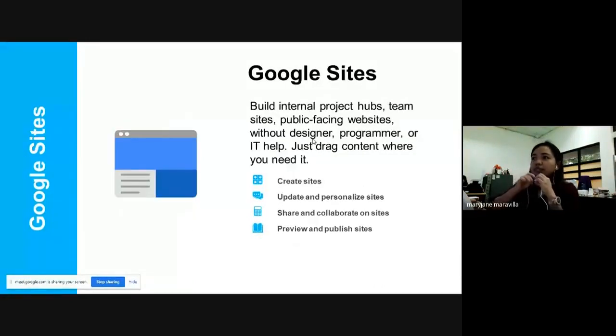Next, we have the Google site. Basically, you have a website. It is like the website of the Google, and this is for free. It is a drag and drop. It can build internal project, or in your case, let's say faculty sites, public facing website, without the necessity of a programmer, because this is a drag and drop website. So it allows us to create sites, update our personal sites. We also share and collaborate on other Google users and preview and publish our sites.